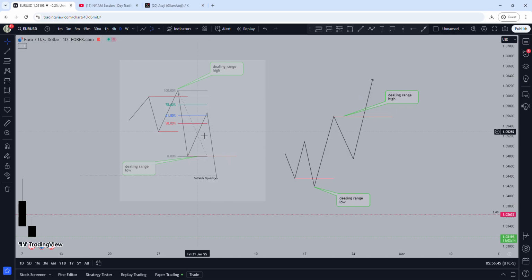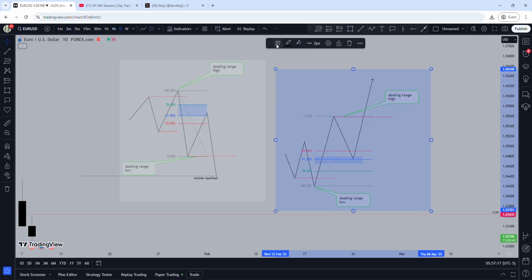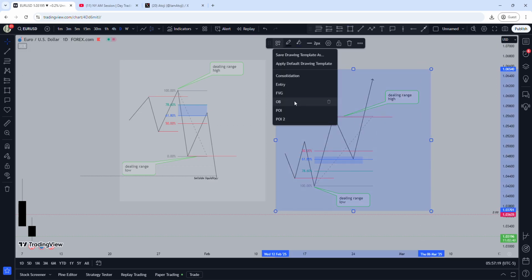And when we're also dealing with dealing ranges, you are expected to mark out a PD array that aligns with the premium for a bearish market, and then a PD array that aligns with the discounted PD array for a bullish market. I don't know if you're getting what I'm saying. So this is it. These are two scenarios, the bullish and the bearish.